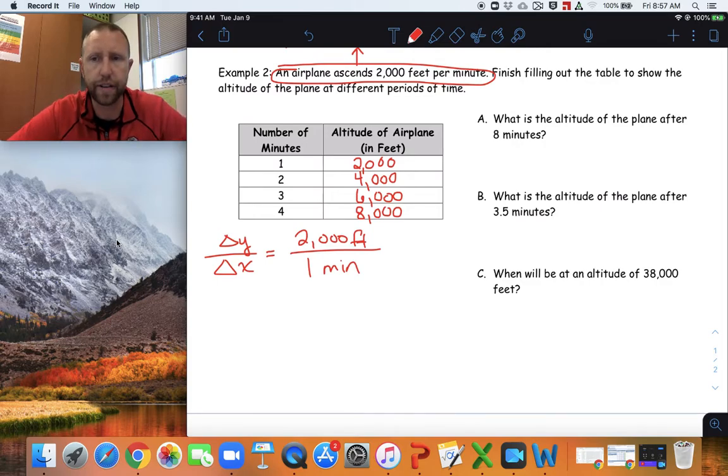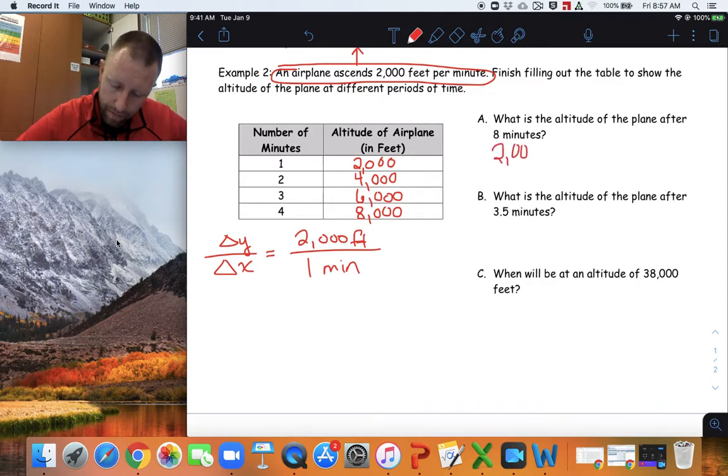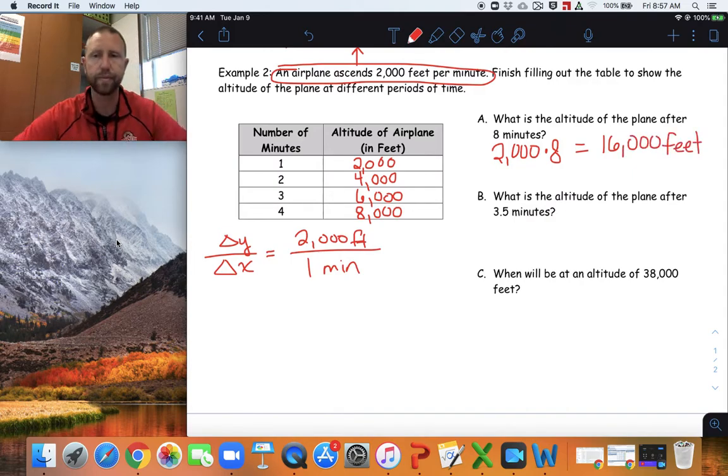The first one says, what is the altitude of the plane after 8 minutes? Well, if I know how much it's gaining in altitude every 1 minute, I can just multiply that by 8. That's why it's helpful to write out that slope so that we can see that. So I've got 2,000 times 8. And that's going to put me at 16,000 feet.